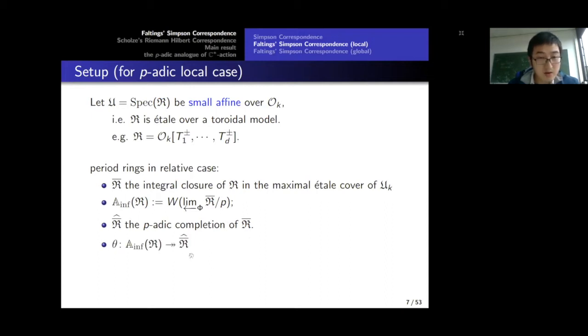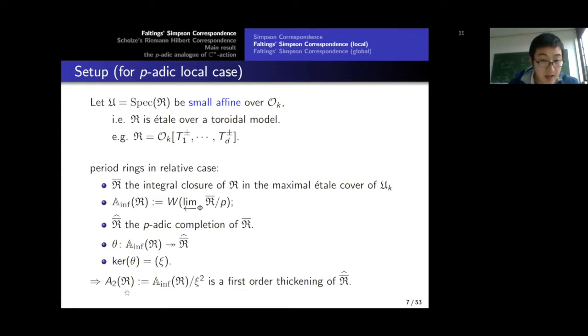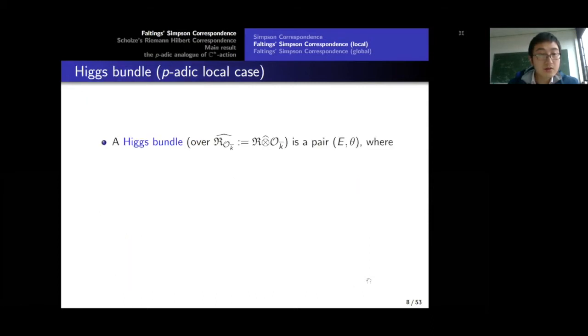Similarly, we also have this theta surjective map, and the kernel is also generated by a single element. Then we define A_2(R) to be A_inf modulo xi squared. Of course, this is a first order thickening of R bar hat.